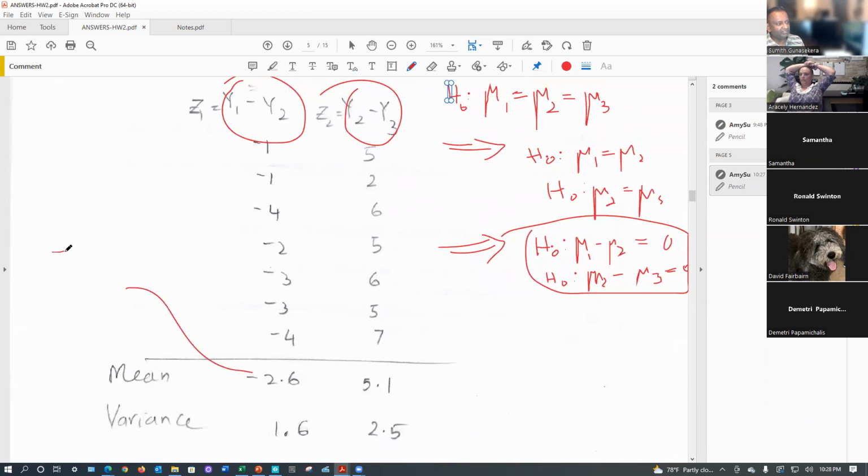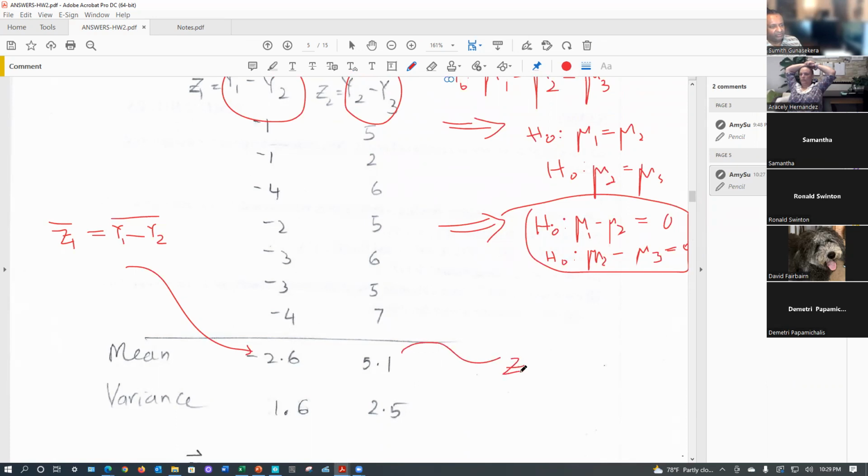This is nothing but Z1 bar, same as Y1 minus Y2 bar. See, like that. And this one is nothing but Z2 bar, which means Y2 minus Y3 bar. Like that. These are the variances. Whose variance? How do you write the variance? Variance of Z1, variance of Y1 minus Y2.